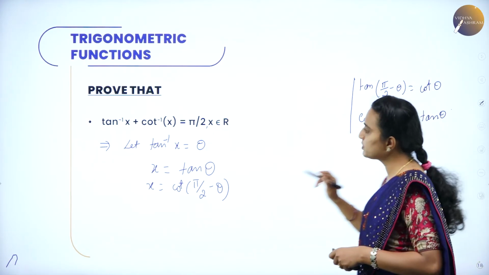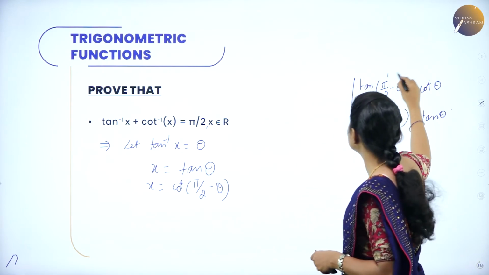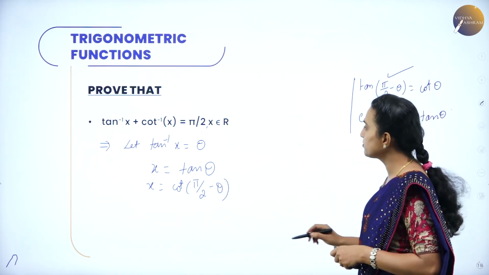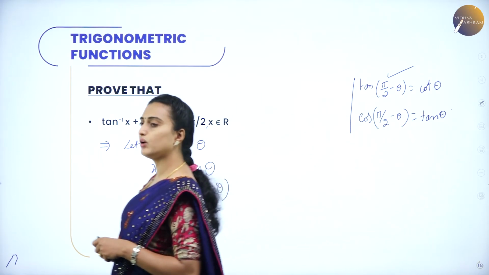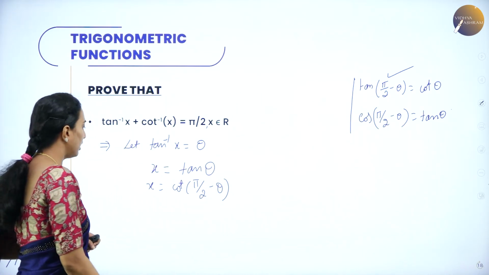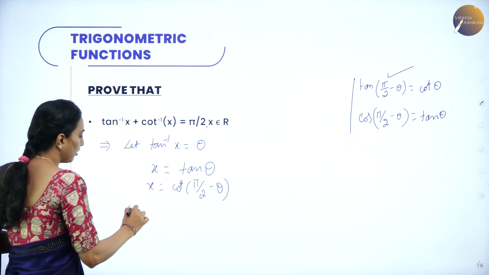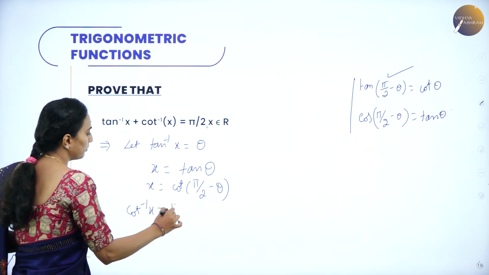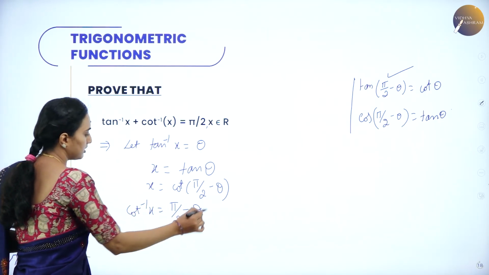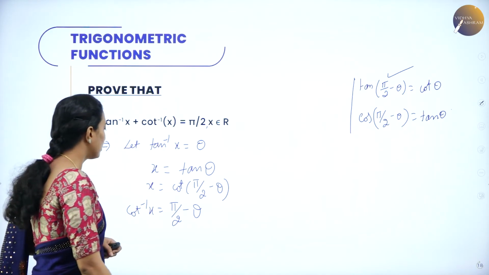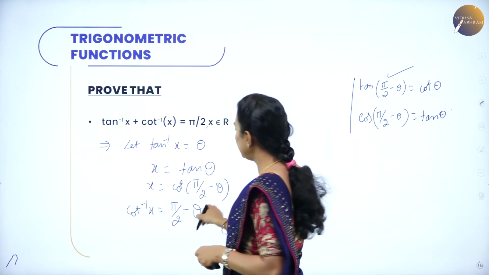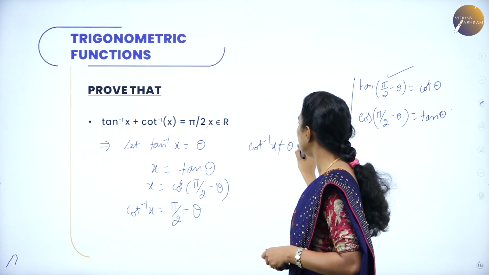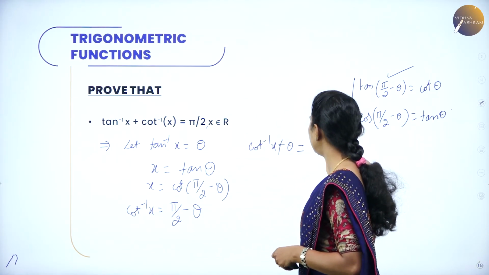If you are taking a substitution of cot inverse, you can use this. If you are taking a substitution of tan, you can use this. So here I am going to write x is equal to cot of 90 minus theta. Bring it to this side: cot inverse x is equal to 90 minus theta. Bring minus theta to the side, plus theta, so cot inverse x plus theta is equal to pi by 2.